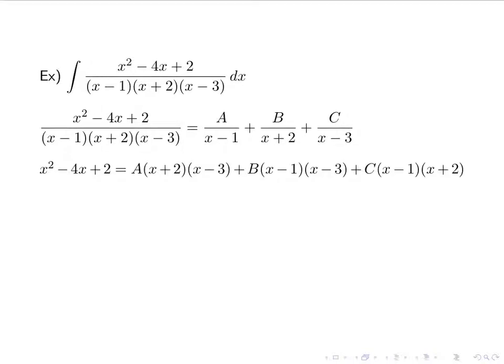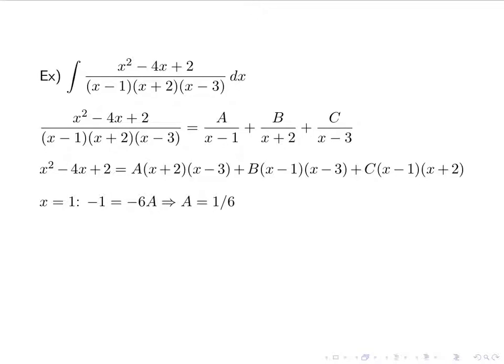So I'm going to multiply everything by the denominator. Again, I'm going to have a times the other denominators plus b times the other denominators plus c times the other denominators. And then I take each factor, set it equal to 0, and solve. So my first one is going to be x minus 1 equals 0, so x is 1. On the left-hand side, I get -1. And again, my b's and my c's cancel, and I'm just left with the a. And I get -1 equals -6a, solve for a, and I get positive 1/6.